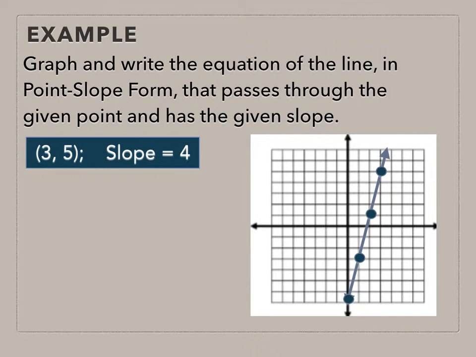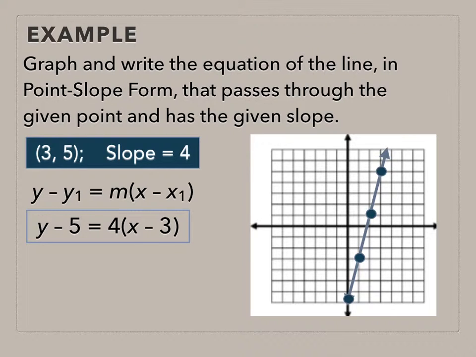We're asked to write the equation of that line in point-slope form. Well, I could use slope-intercept form because I know the slope and I can see the y-intercept, but I'm going to start with the form of the line that was asked. And I'm going to substitute in place of x1, y1, the numbers 3 and 5, and the m in the formula will be 4. So I have solved the problem that was asked. That is the equation of the line in point-slope form.